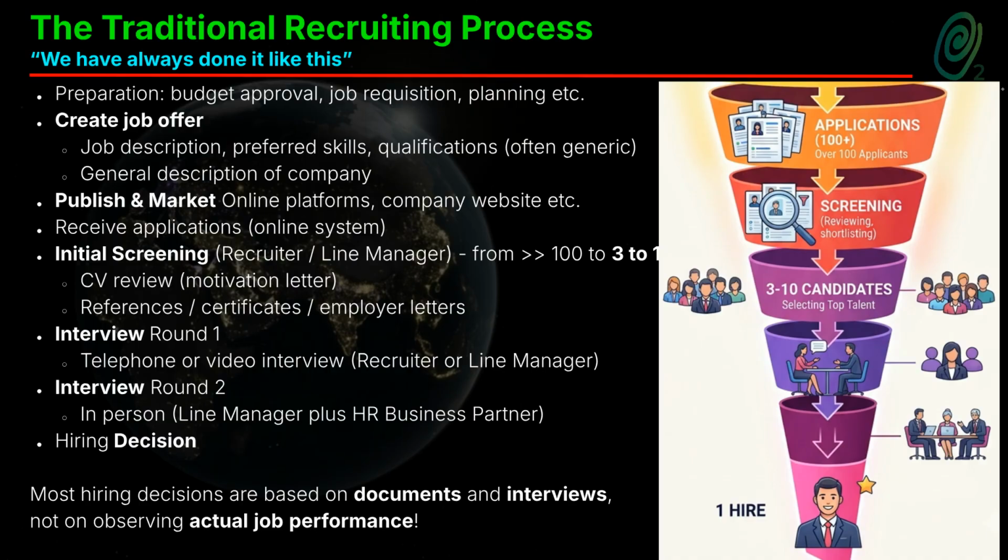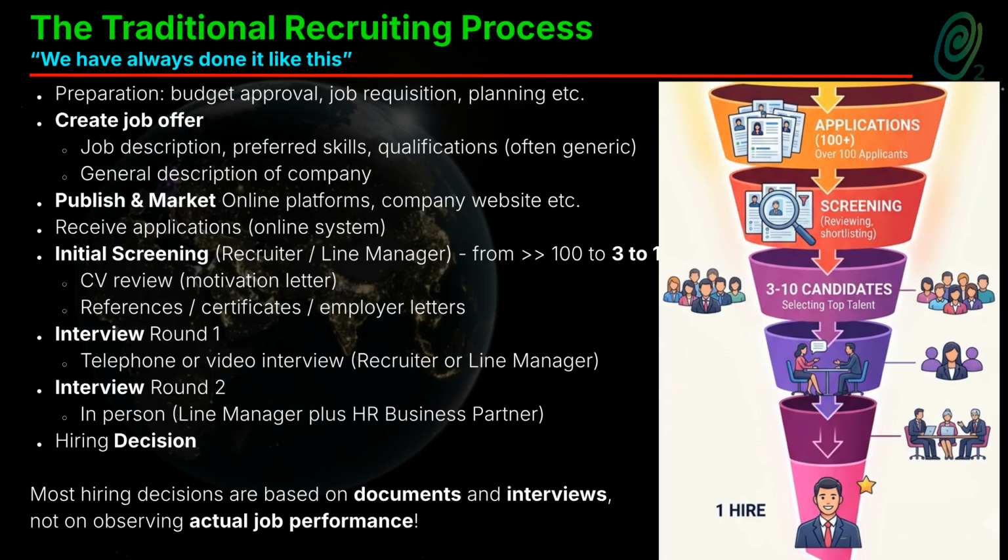Then you receive the applications, usually in an online system running from your company website. There is then an initial screening done by a recruiter or the line manager or both. You try to get all the applicants down to something like 3 to 10, so that you have a more manageable pool. You do this by reviewing CVs or motivation letters, looking for references, certificates, maybe the LinkedIn profile, employer letters, and these kinds of things.